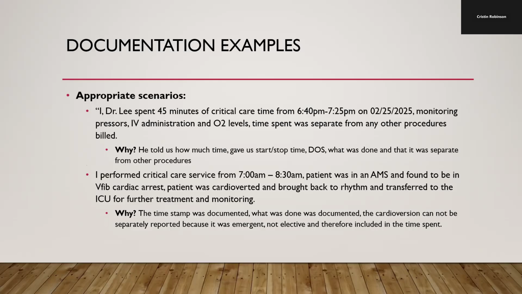Our last example is, "I performed critical care service from 7 a.m. to 8:30 a.m. The patient was in an altered mental status and found to be in VFib, or ventricular fibrillation, cardiac arrest. Patient was cardioverted and brought back to rhythm and then transferred to the ICU for further treatment and monitoring." Why is this appropriate? They gave us the timestamp. What was done? The cardioversion was emergent, so it can't be reported separately. Therefore, because it is not elective, it can be included in the time spent for critical care.